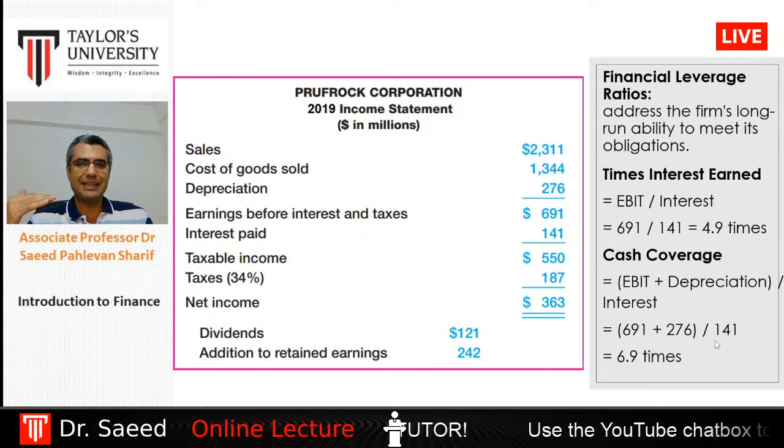Earnings before interest and taxes plus depreciation is usually abbreviated as EBITDA, meaning earnings before interest, taxes, depreciation, and amortization. It's a measure of the firm's ability to generate cash from operations, and is frequently used as a measure of cash flow available to meet financial obligations.